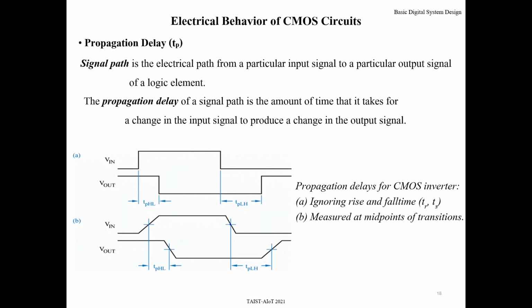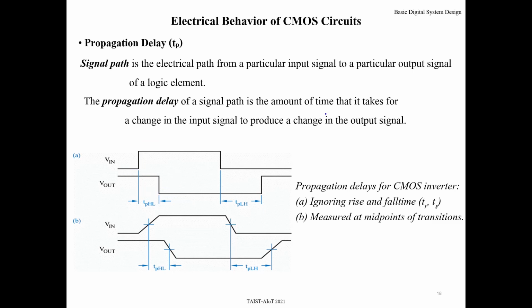One more parameter is called propagation delay. Propagation delay means, for example, this one is the circuit, this is the input, and this one is the output. If the input changes, we wait until we can observe the change at the output. So the time it takes from when the input changes until the output changes is called propagation delay. Like this, when the input changes and then we wait until the output changes, this duration is called propagation delay.